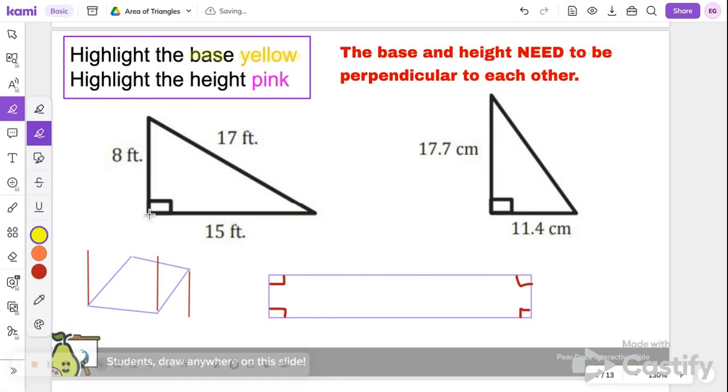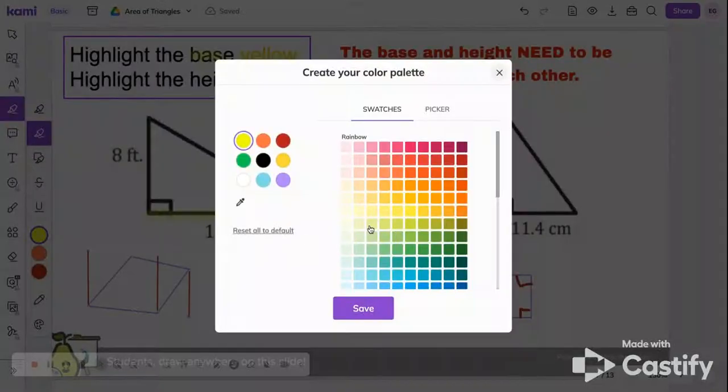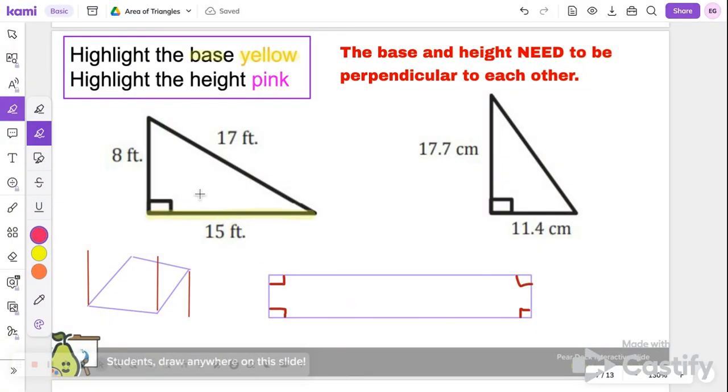So with this right triangle, this would have to be the base, the 15 feet, and the 8 feet, let me find pink for that, would have to be my height line because those are the two dimensions that create the right angle. This 17 feet here is obviously part of the triangle, but there is no right angle relationship between the two sides. So you have to pick the base and height that form the right angle.